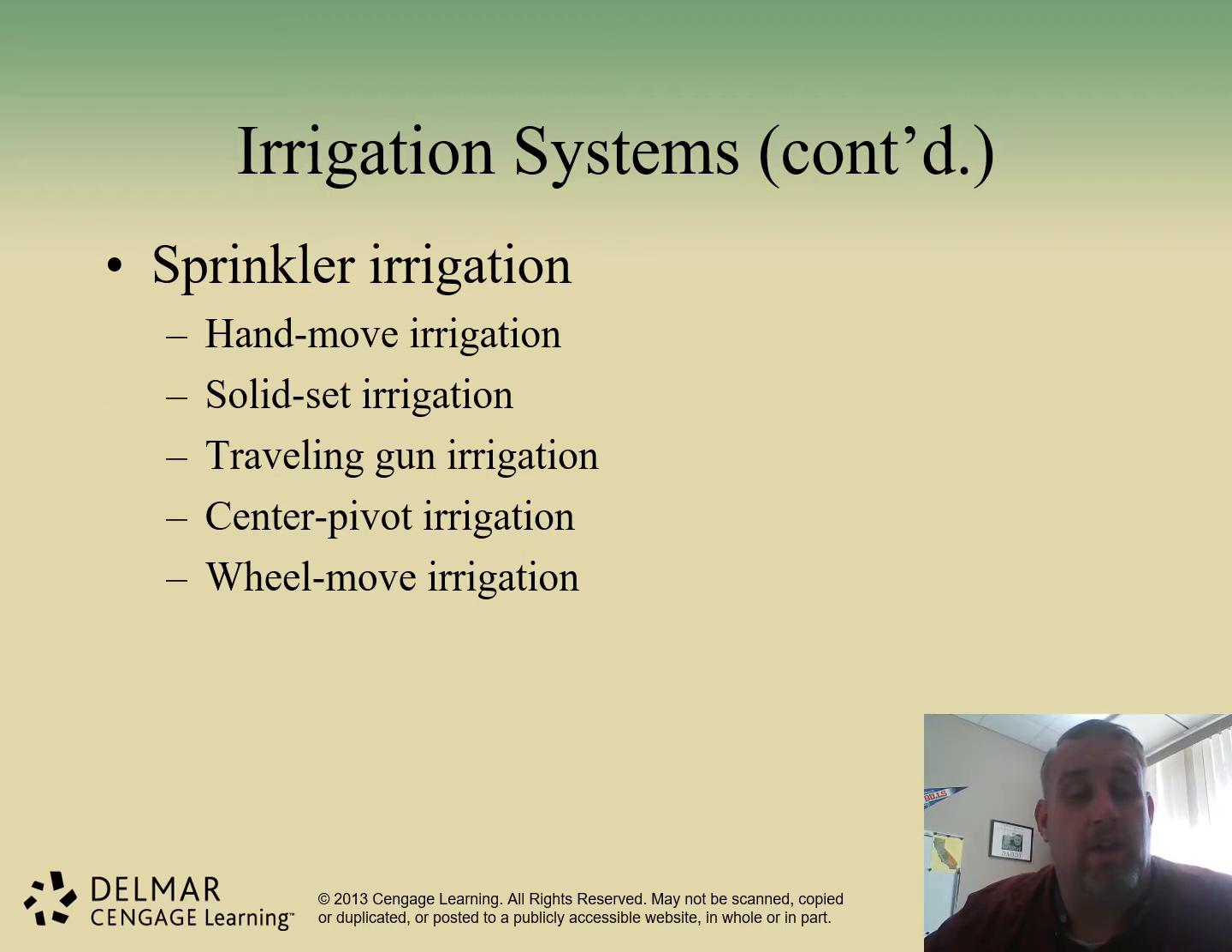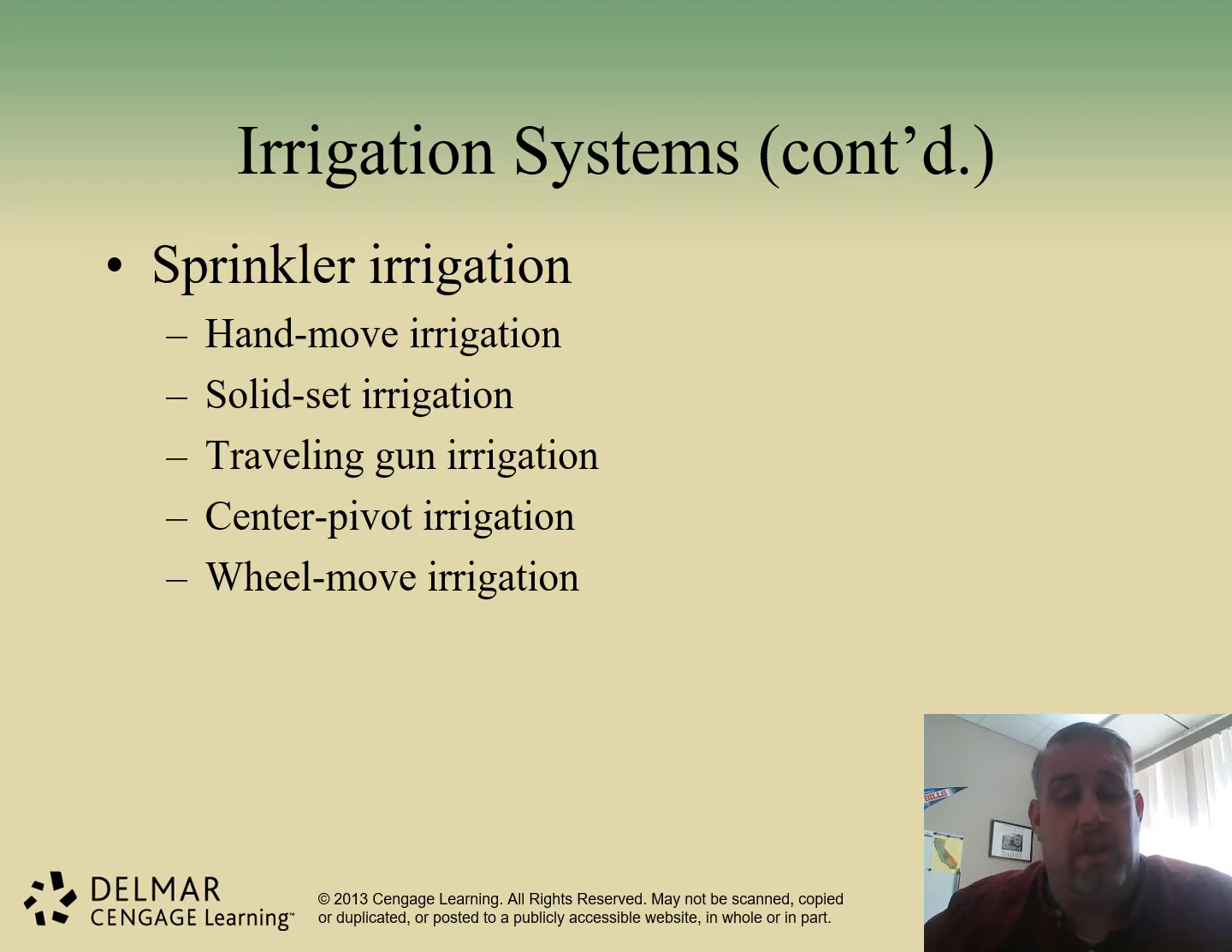When we talk about sprinkler irrigation, a lot of these are agricultural specific and some of our older technology. So the hand move irrigation is basically exactly like it sounds. You walk over, you move the pipe with the sprinkler by hand to where you want it. There are solid set irrigation. This is typically what we would think about in our home. This is where it's set in one spot and it doesn't ever move.